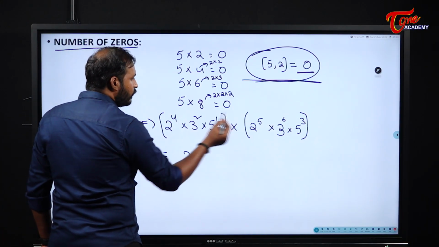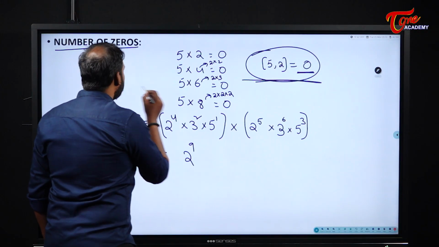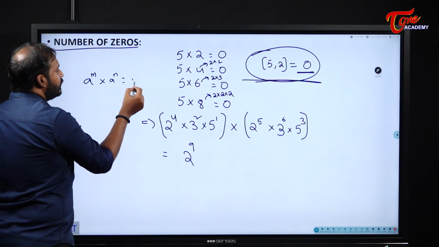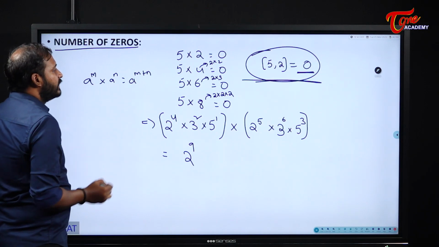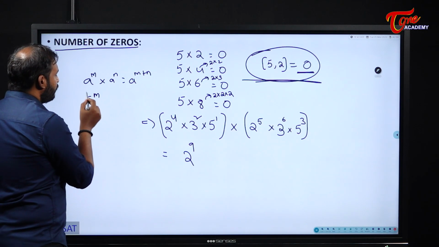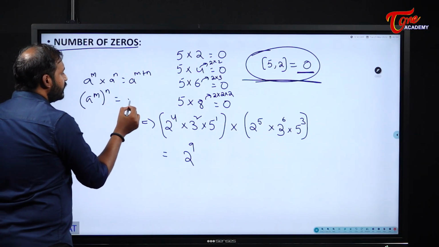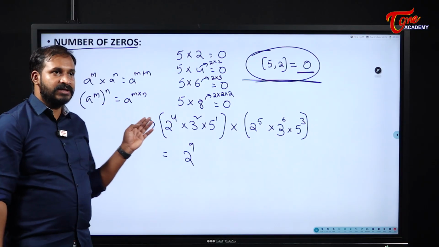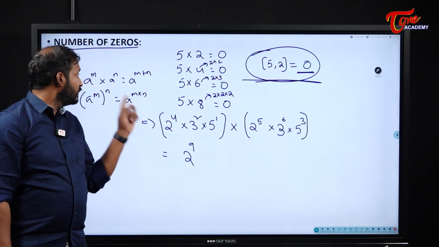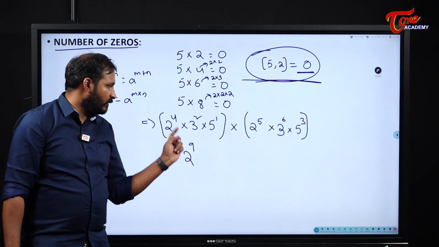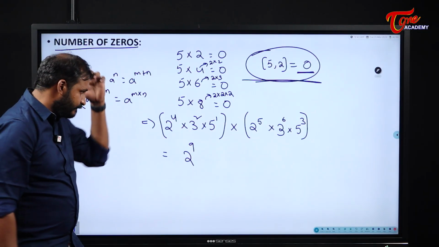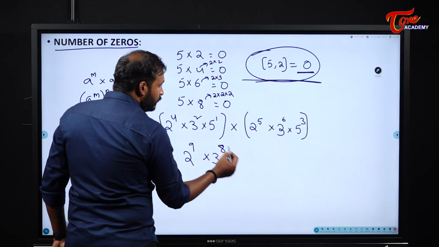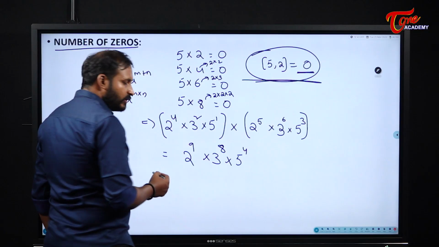2 to the power of 4 plus 5 is 9. Why? Because we know that a to the power of m into a to the power of n is equal to a to the power of m plus n. And similarly we also know a to the power of m whole to the power of n means a to the power of m into n. Now please observe, students: 2 to the power of 4 into 2 to the power of 5, so 4 plus 5 is 9. Next, 3 to the power of 8 into 5 to the power of 4.